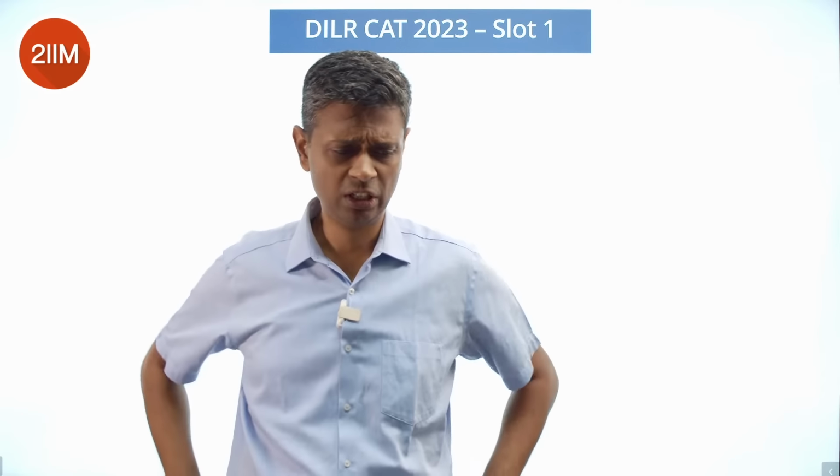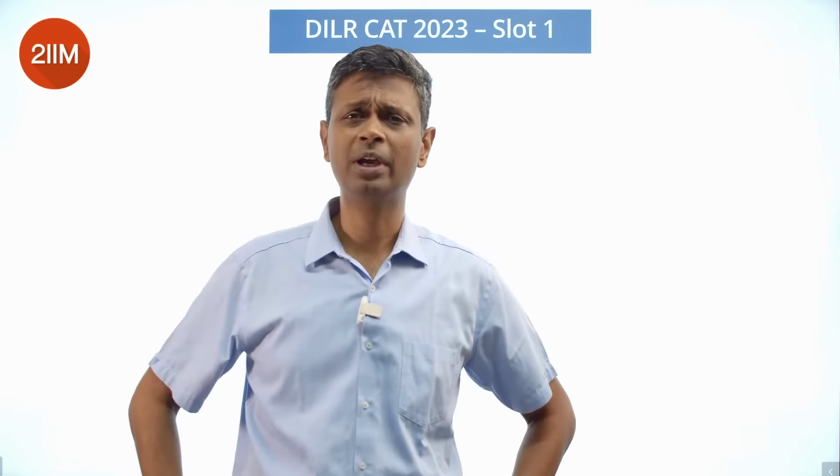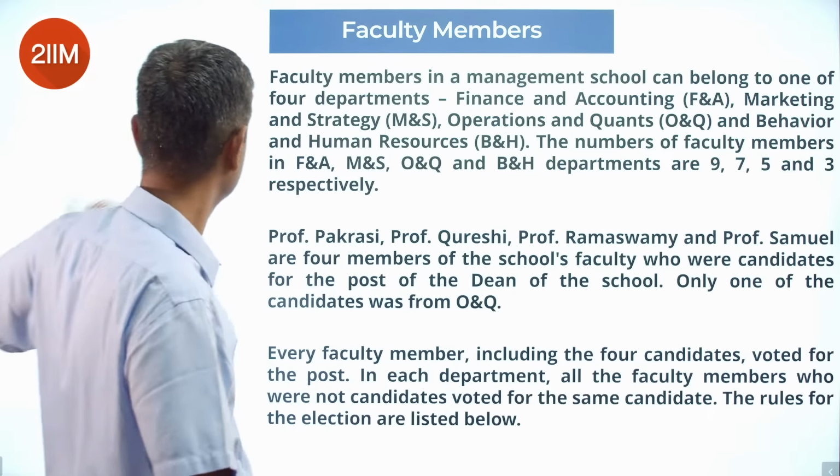CAT 2023 slot 1 LRDI. I simply didn't like this set. It was this slot. I'm very glad in the exam I didn't get this, because there was some ambiguity, there was some error and all of that. And so we're going to grit and bear through all of this and solve these four sets. Let's attack this.